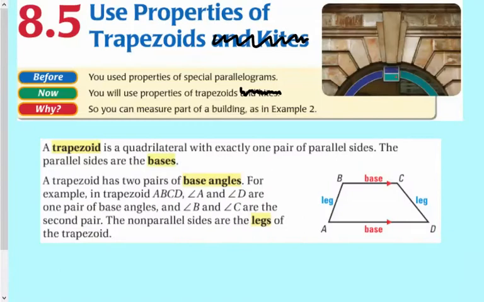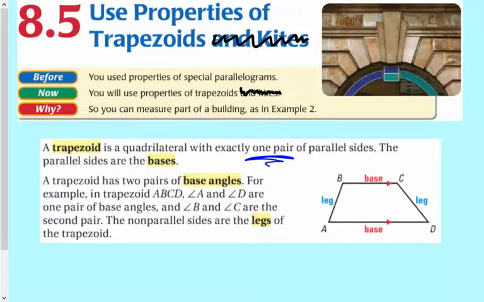Okay, let's talk about trapezoids. A trapezoid is a quadrilateral with exactly one pair of parallel sides. So it can only have one pair. If it has 2 pairs, then it's a parallelogram, and then it's no longer a trapezoid. The bases are the parallel sides, and the other sides are the legs.